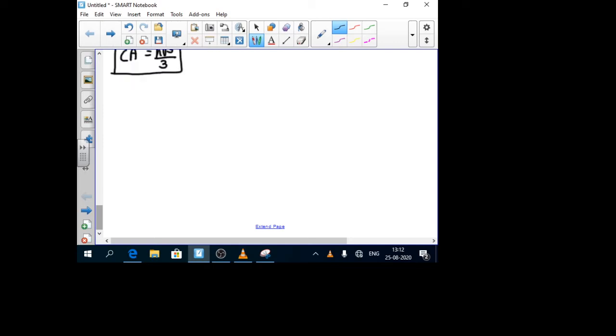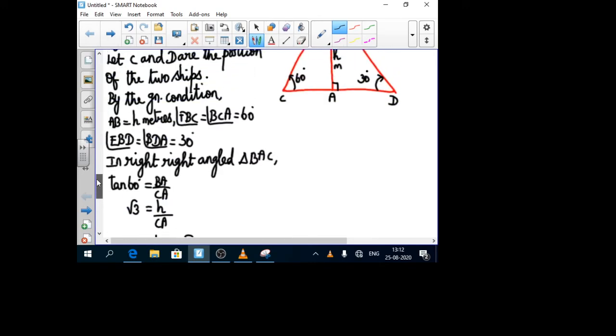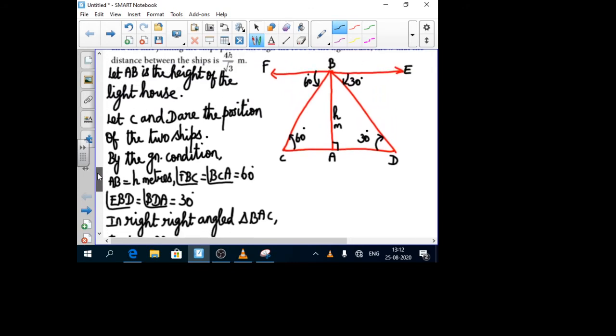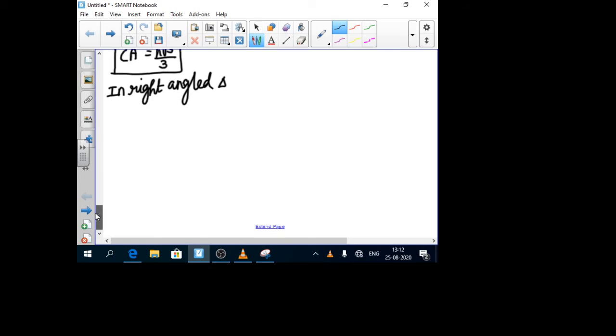Next, we have to take another right angled triangle. In right angle triangle, tan 60 degree we finished. Now we take another right angle triangle, BAD.